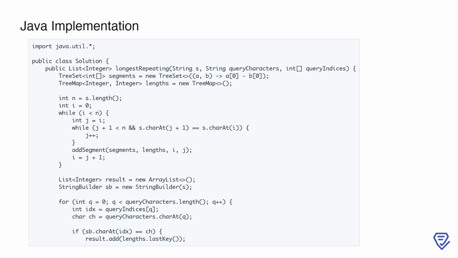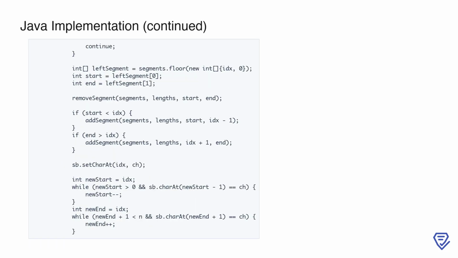Now, for each character in query characters, we retrieve its corresponding index, check if the character at that position already matches the query, and if it does, we simply record the current maximum segment length. If the character at the query index does not match the specified query character, we proceed to update the segments.